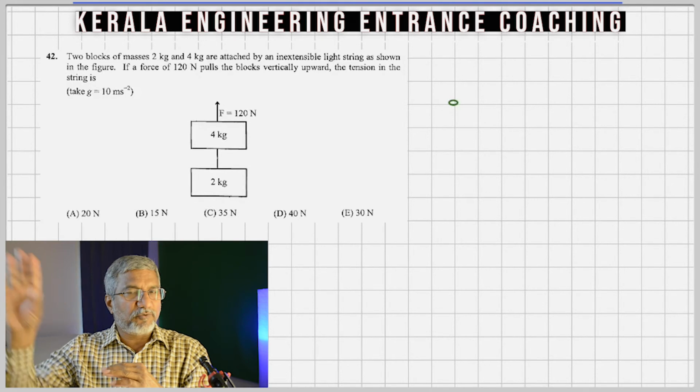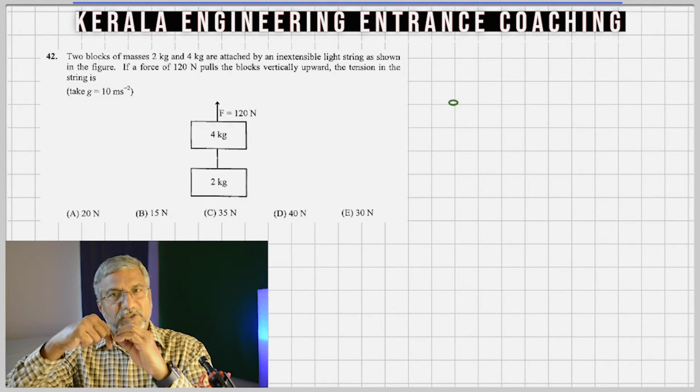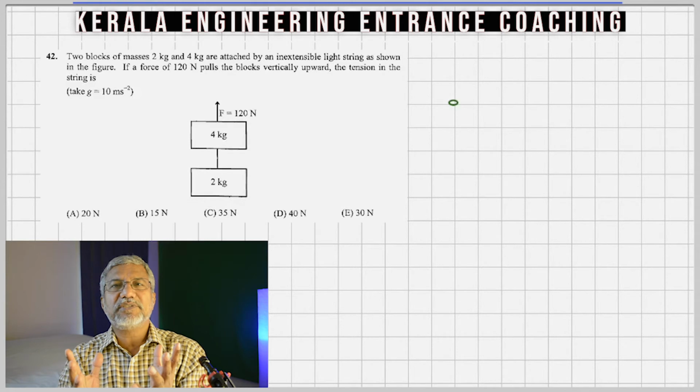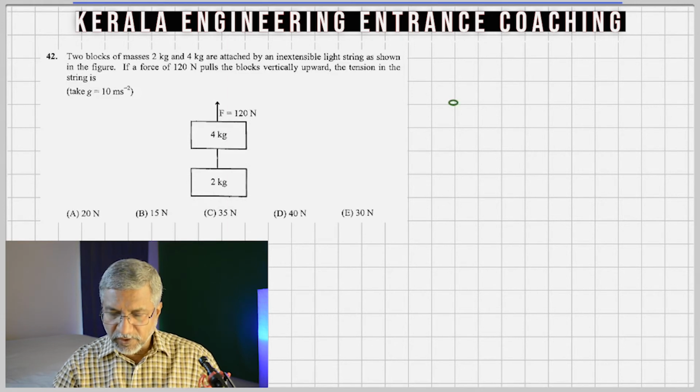Now, don't worry about the 4 kilogram. We're only looking at the forces on the 2 kilogram. What are they? One is the weight of the 2 kilogram. The other is the tension. See that? So we will use this free body diagram and use Newton's second law. Let me show you how we do that.